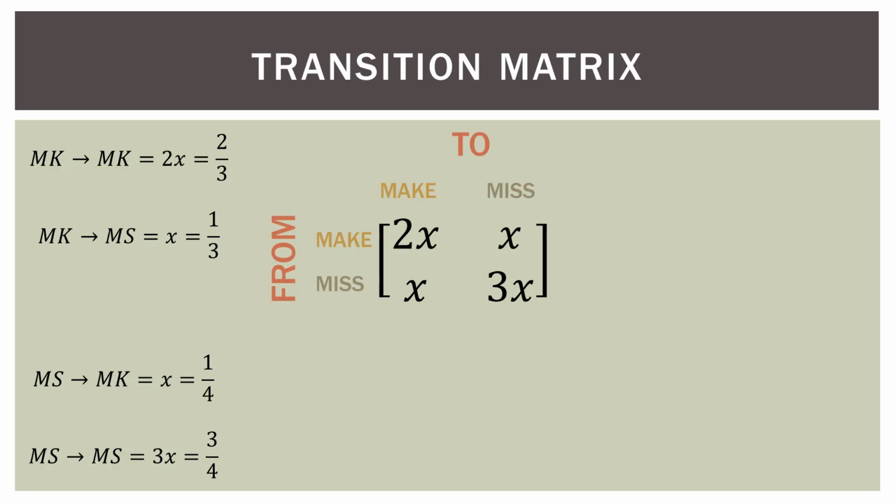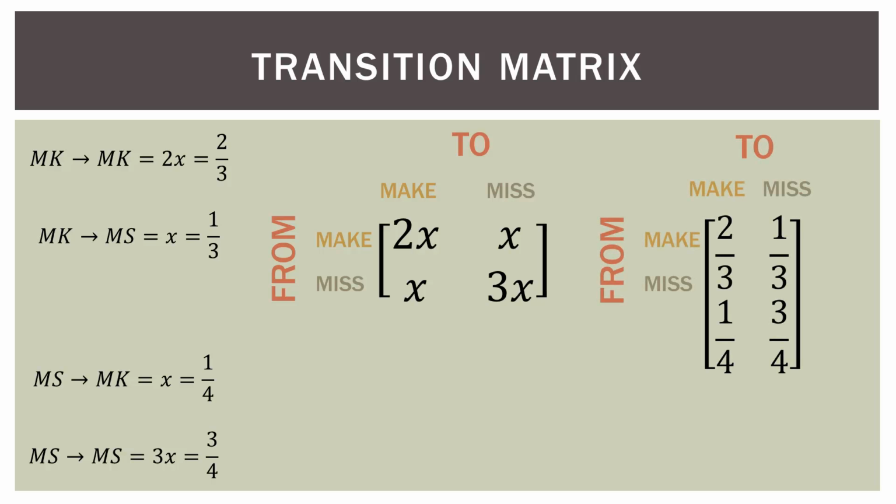Now if we go ahead and put in our relative probabilities from the problem, remember make to make is 2 times as likely as to miss, so we have 2x and x in the top row. If we miss the first shot, then we're 3 times as likely to miss the second one as well, so that's 3x and x. Same thing we had in the trees, same thing we had in the diagram.